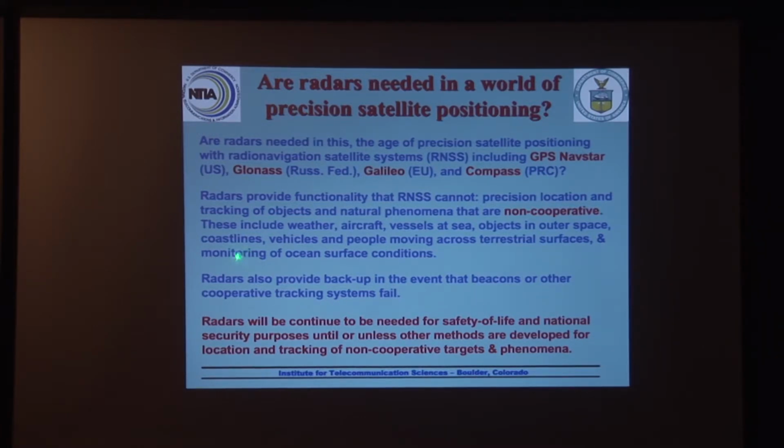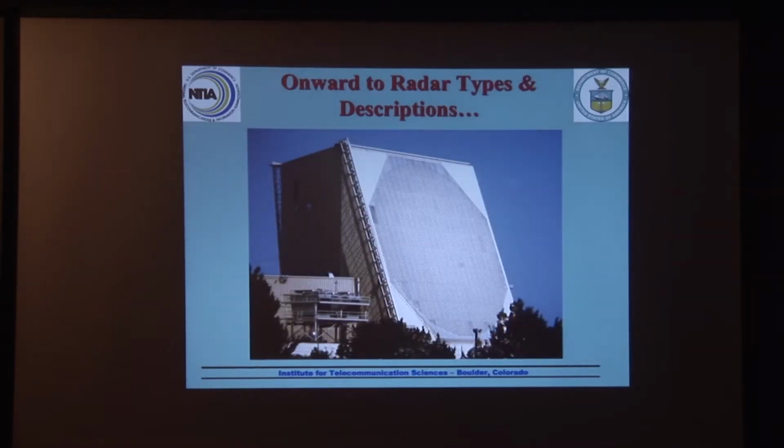They're also, of course, ideal for seeing coastlines. They're ideal for seeing vehicles and people moving across terrestrial surfaces if you're up in an aircraft looking down on them. They're ideal for monitoring ocean surface conditions. So although in some cases beacon systems on appropriately equipped aircraft can and do provide excellent location information, we believe that radars will continue to be needed for the foreseeable future because of safety of life and national security needs that really cannot be met in any other way for, as I say, non-cooperative targets and natural phenomena.